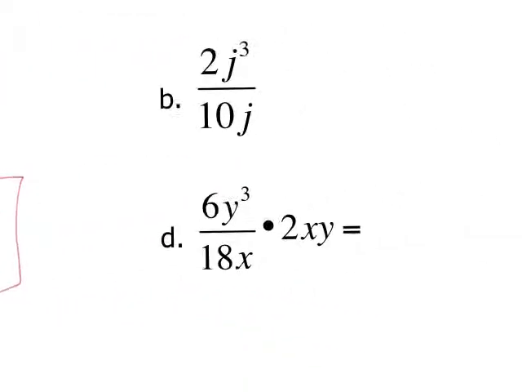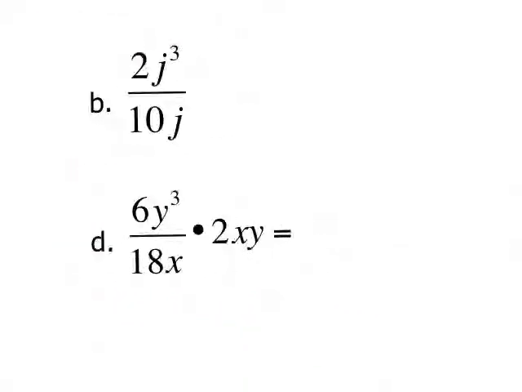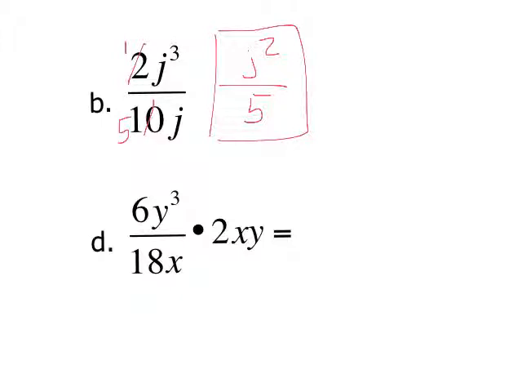And then B and D. B, 2 divided by 10 is not 5, so don't say it's 5. Okay, my bigger number's on bottom, so I have to reduce my fraction. That becomes 1 over 5. So my 5 is on bottom. I have more J's on top, so 3 minus 1 leaves me with J squared on top. And again, if you put a 1 on top, that's fine. So J squared over 5.